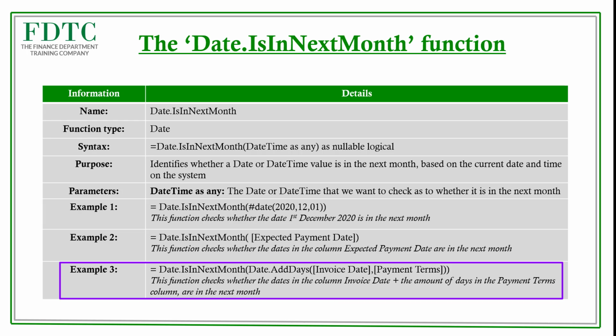Finally, in our third example, I'm combining the Date.IsInNextMonth function with another function, and this time I'm using the function Date.AddDays. Now, this example is where we might see an invoice date column and a payment terms column, showing the amount of days after the invoice date that we need to pay, but then no payment due date column. So instead of creating a new payment due date column, we just put the two together. So what this example is showing us is it takes the invoice date, it adds on the amount of days in the payment terms by using the Date.AddDays function, and then evaluates the whole lot in a Date.IsInNextMonth function. So let's have a look at how all of these work in practice.